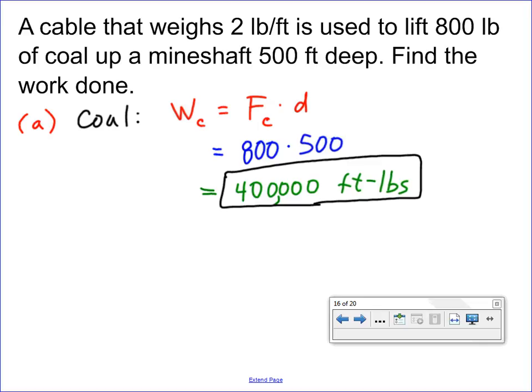All right. What else do we have? We always have coal. We have the cable. Well, is the cable going to require a constant force to lift it or a variable force? The cable.